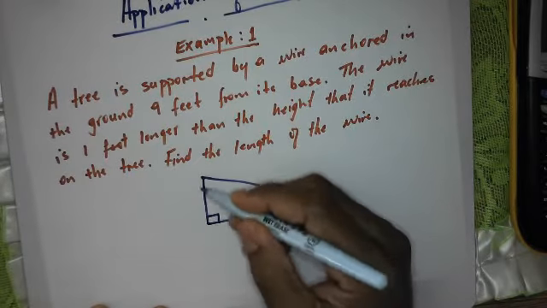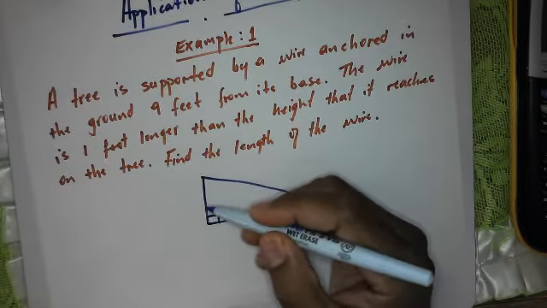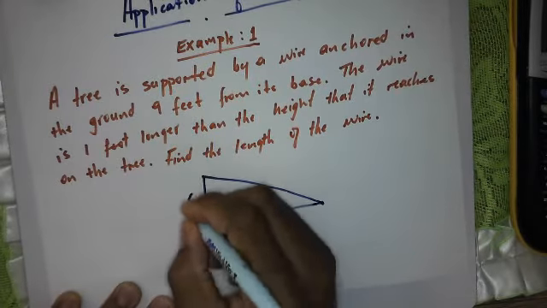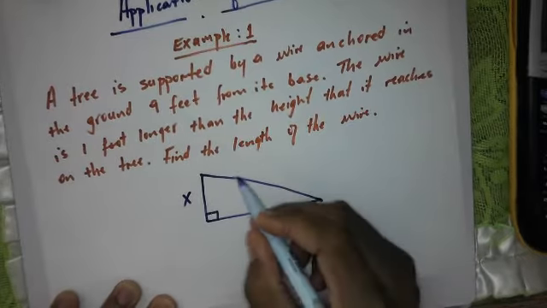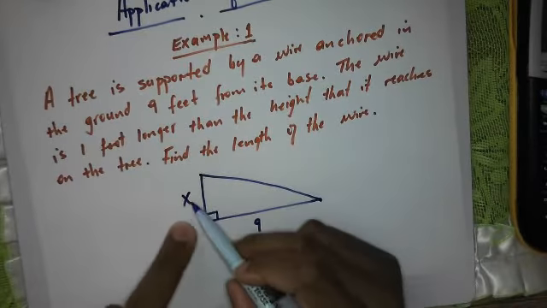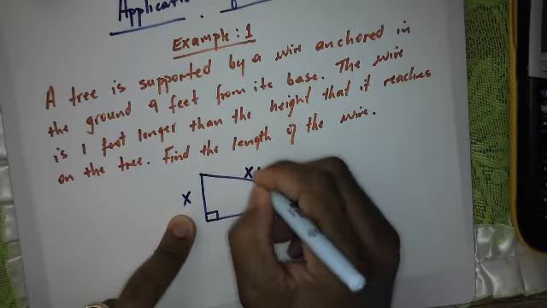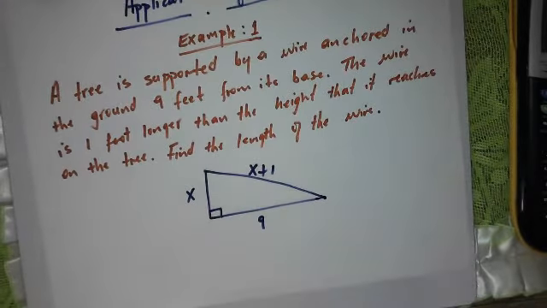They did not tell us what the height is, but they say that the wire is 1 foot longer. So we could call this height x. And if the wire is 1 foot longer, it has to be this length plus 1. So here would be x plus 1. And this would be your diagram. Okay? Now they ask us to find the length of the wire.